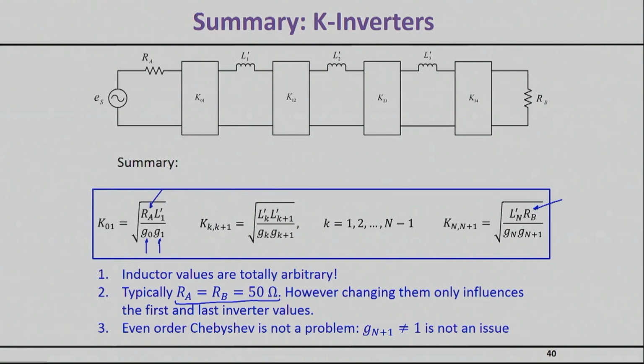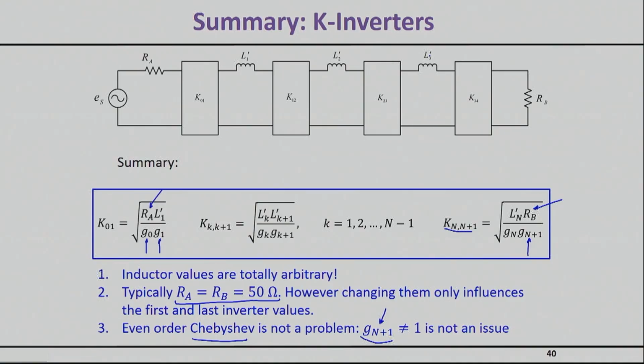And one of the other things I want to note is that when we were talking about Chebyshev polynomials and Chebyshev approximations, we said that it can happen that your last G parameter is not equal to 1 in the normalized domain. In that case, it might have appeared a bit of a problem because you might wonder, what if I have a 50 ohm load and a 50 ohm source? Now you force me to not have a 50 ohm load. Well, it turns out that it's not an issue because this G parameter comes here at the very end and your inverter will take care of the impedance matching.